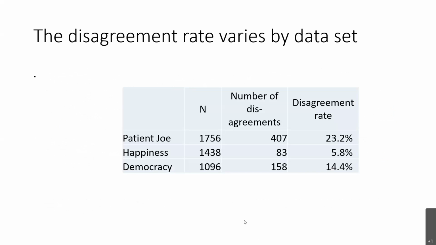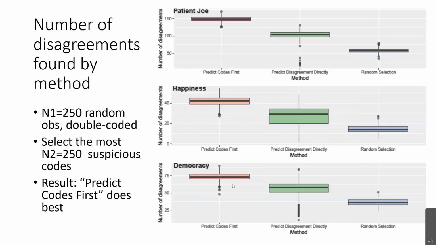The amount of disagreements here ranges from 5% in the happiness data to 23% in the Patient Joe data. This is the disagreement rate of the double coding, because all three data sets are fully double coded. And the number of observations ranges from 1,000 to 1,700 in these data sets. Here are some results.